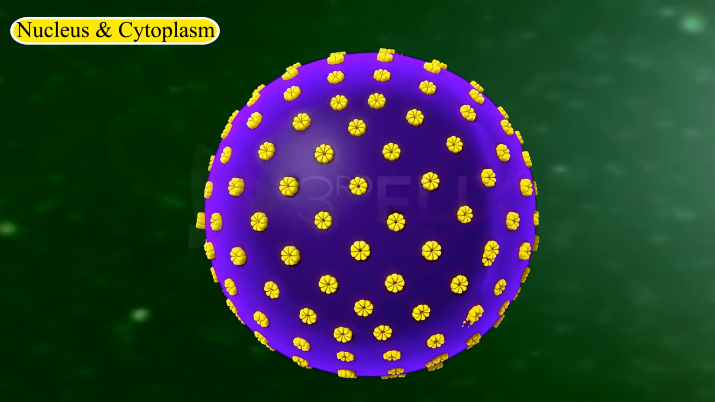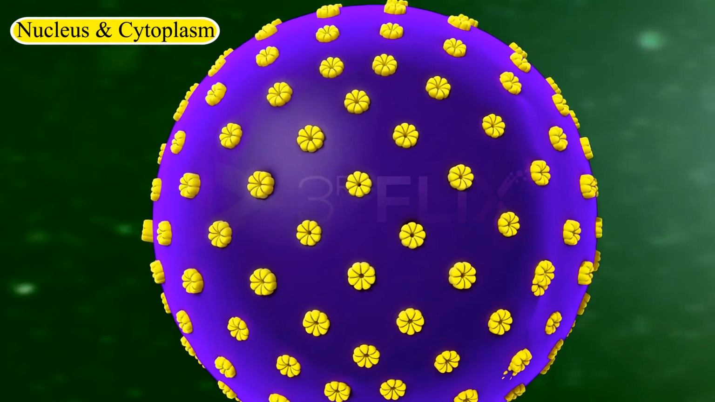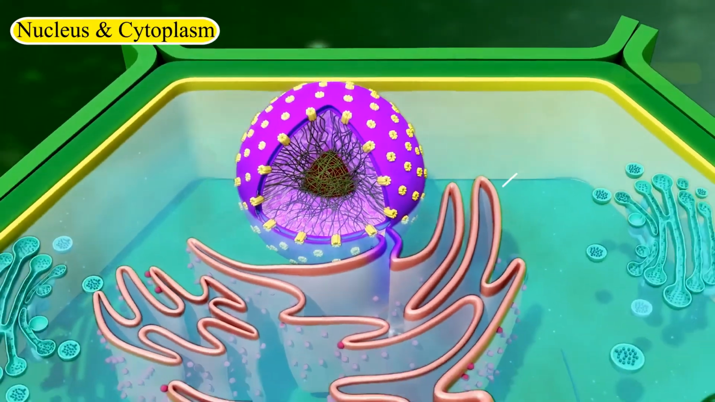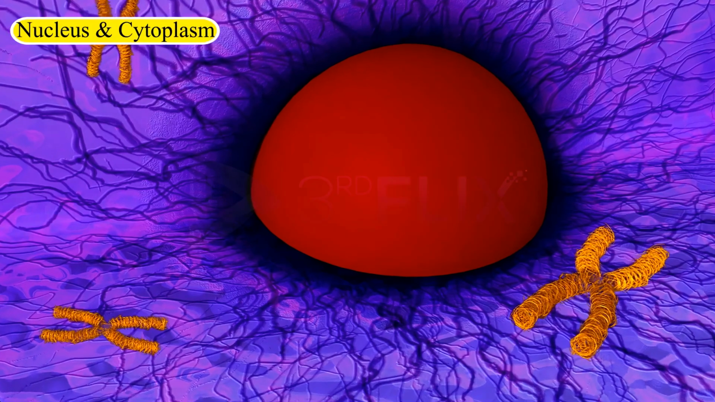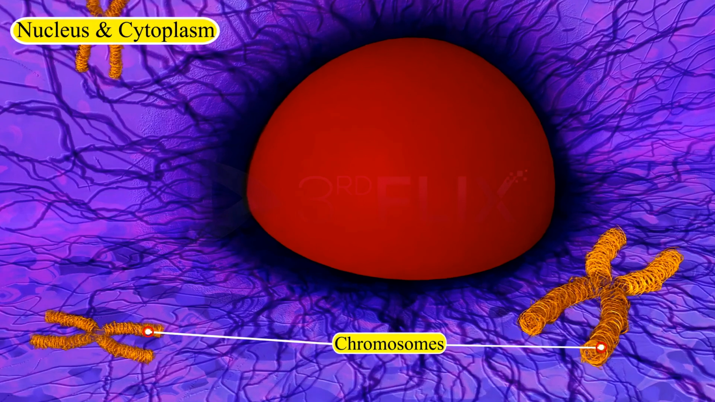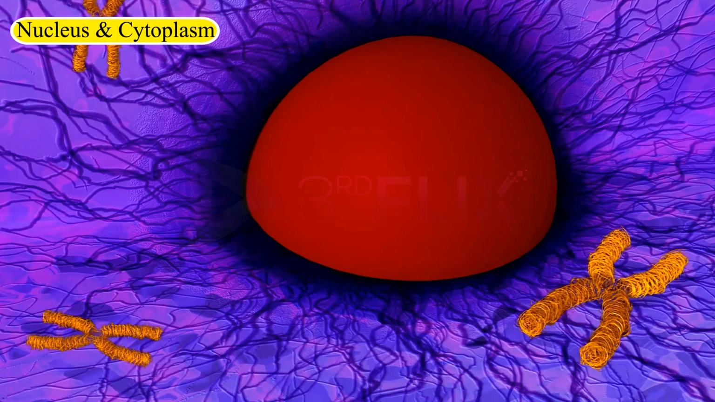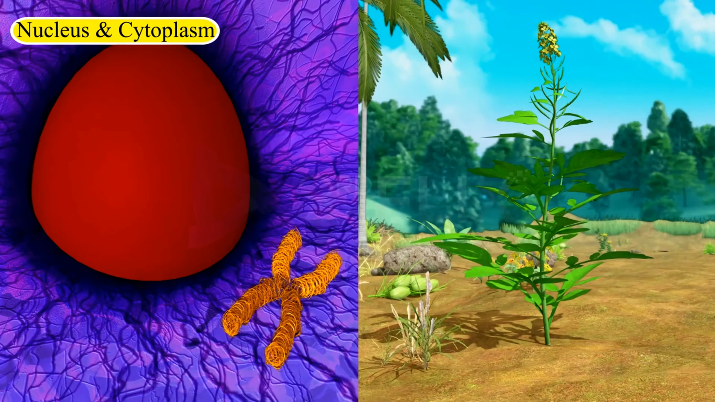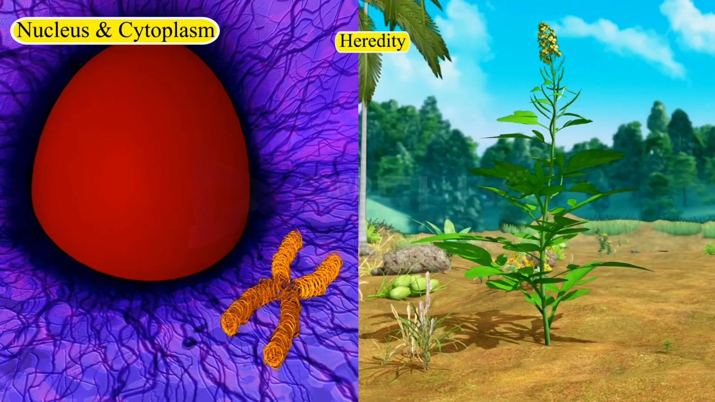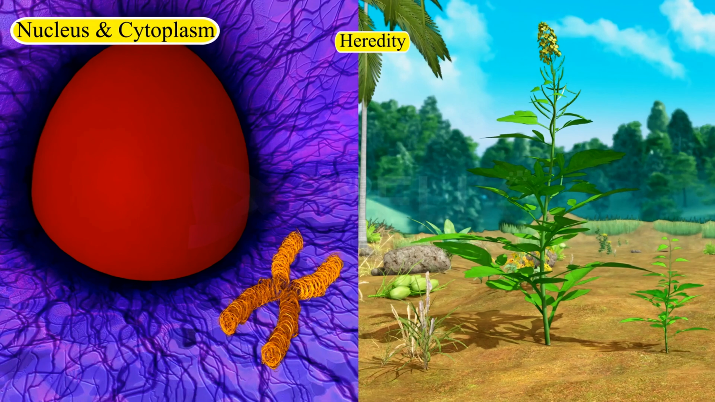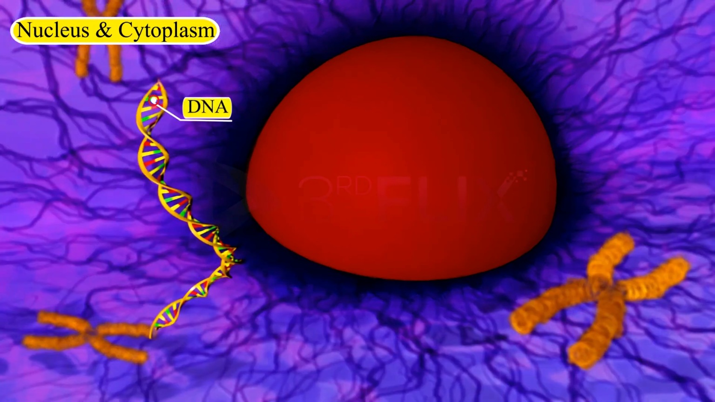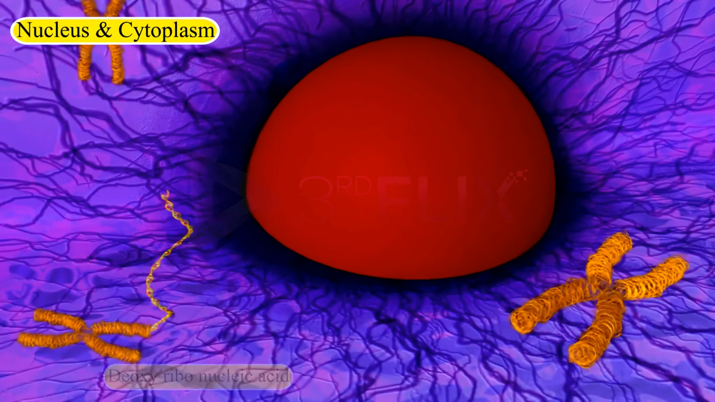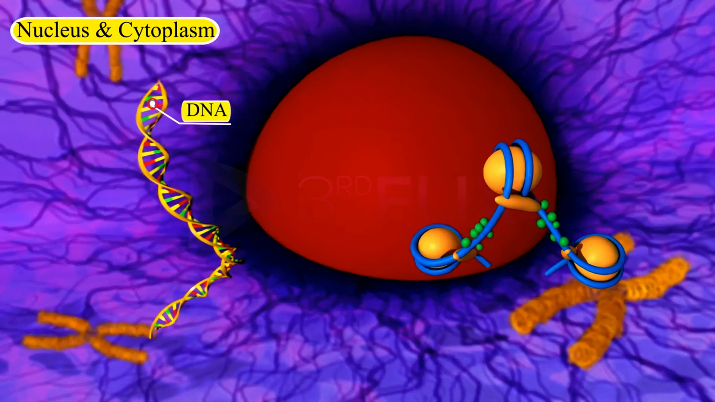The nuclear membrane has pores which allow the transfer of material from inside the nucleus to its outside, that is, to the cytoplasm. The nucleus contains chromosomes, which are visible as rod-shaped structures only when the cell is about to divide. Chromosomes contain information for inheritance of characters from parents to the next generation in the form of DNA, deoxyribonucleic acid molecules. Chromosomes are composed of DNA and protein.